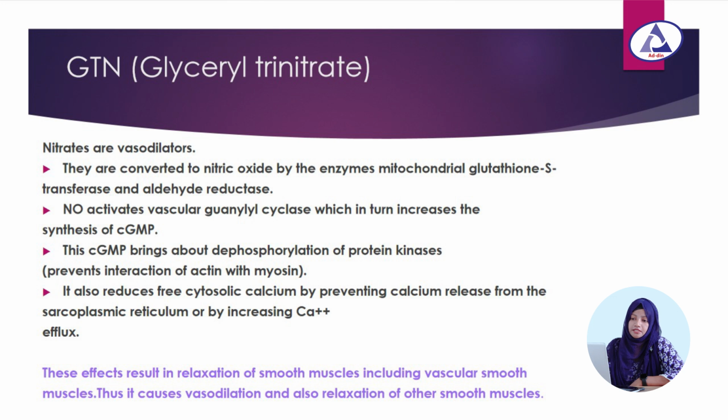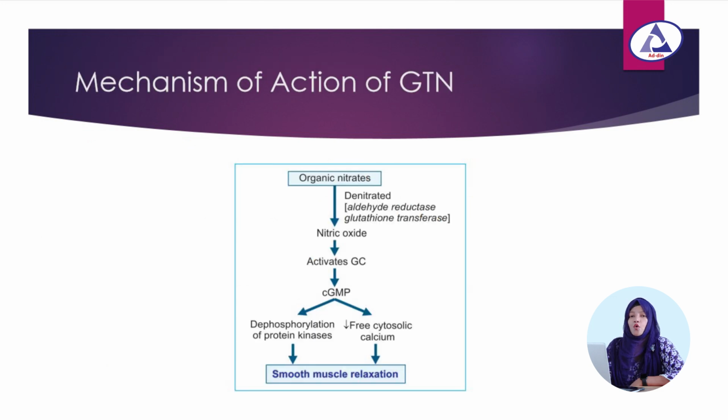Let's move to glyceryl trinitrate, as it's one of the most important drugs. Here the nitrates are used as vasodilators. They are converted to nitric oxide by the enzymes mitochondrial glutathione S transferase and aldehyde reductase. So what is the mechanism of action? How does it work? The organic nitrates are converted to nitric oxide, as I already mentioned, by the enzyme. Then it activates guanylyl cyclase and increases cyclic GMP. This causes dephosphorylation of myosin light chain and reduces free cytosolic calcium, which relaxes the smooth muscle.